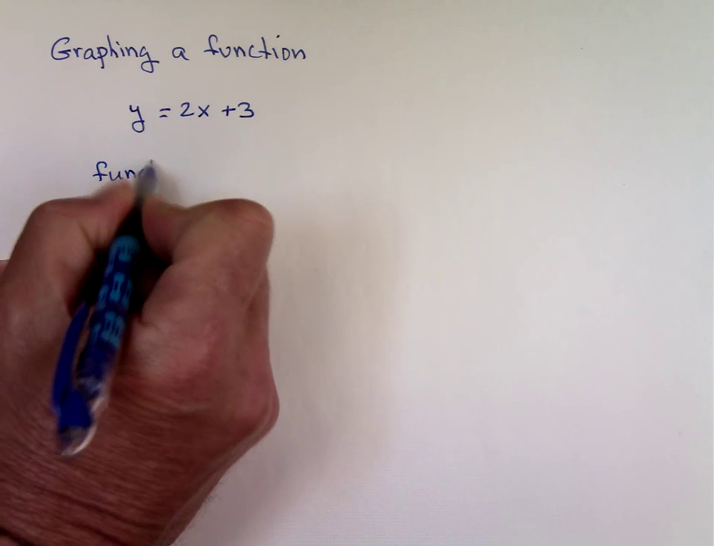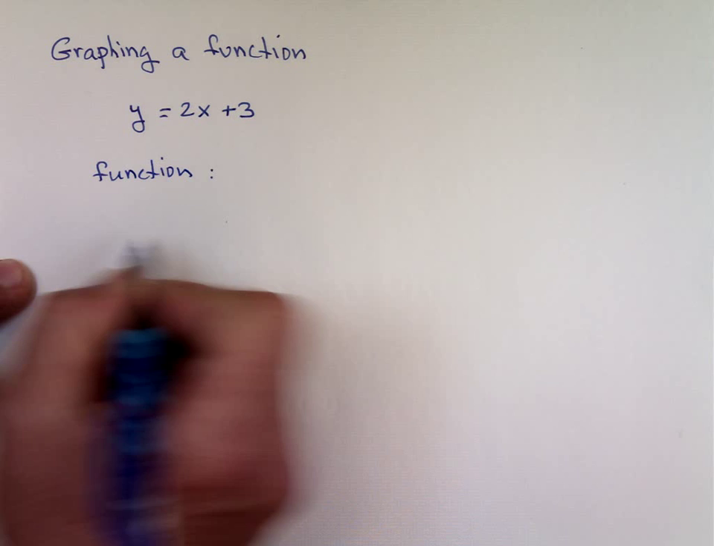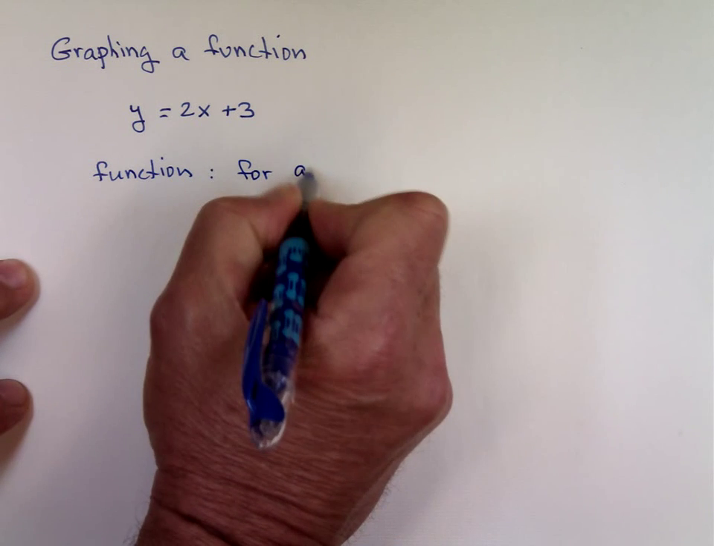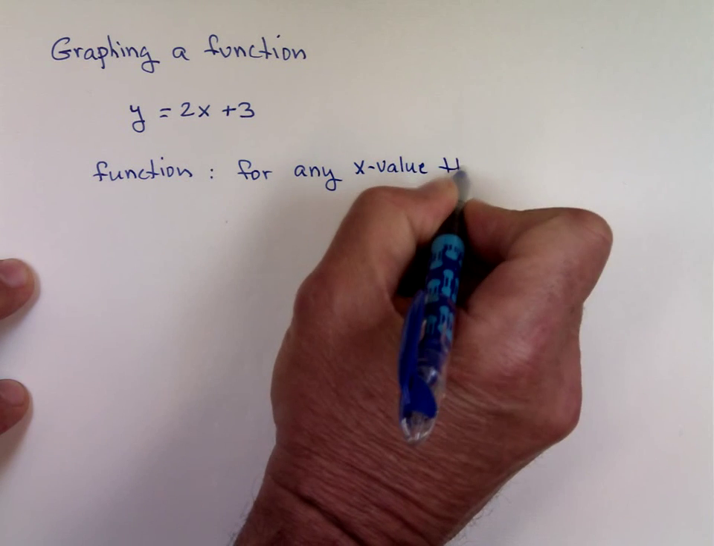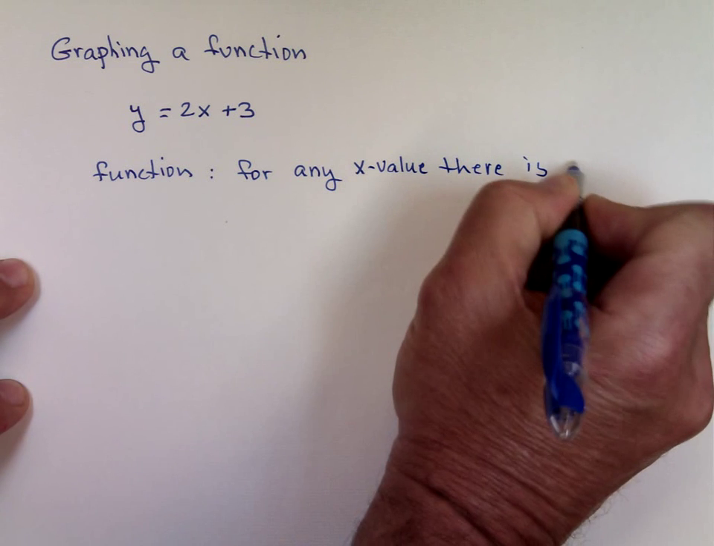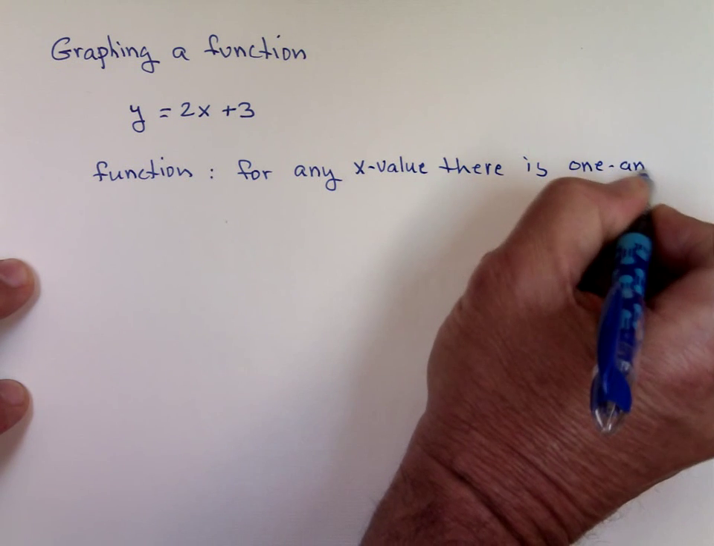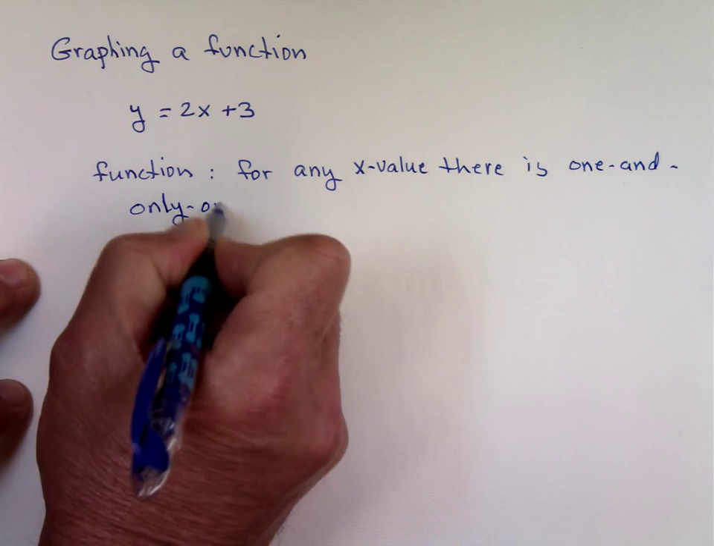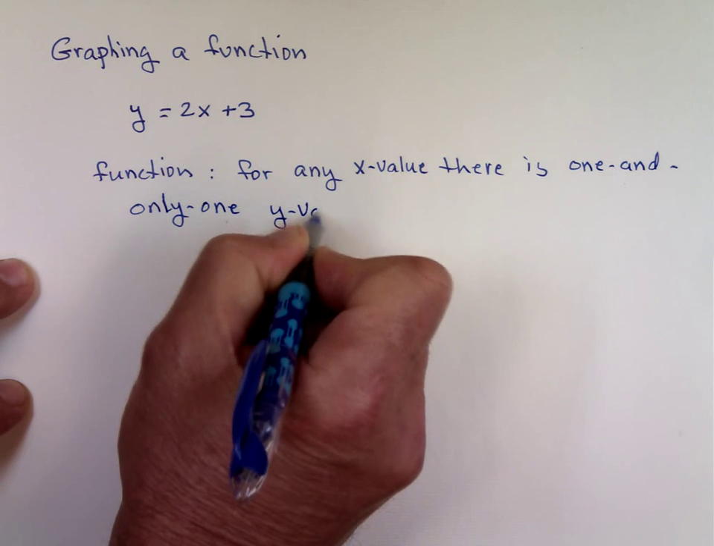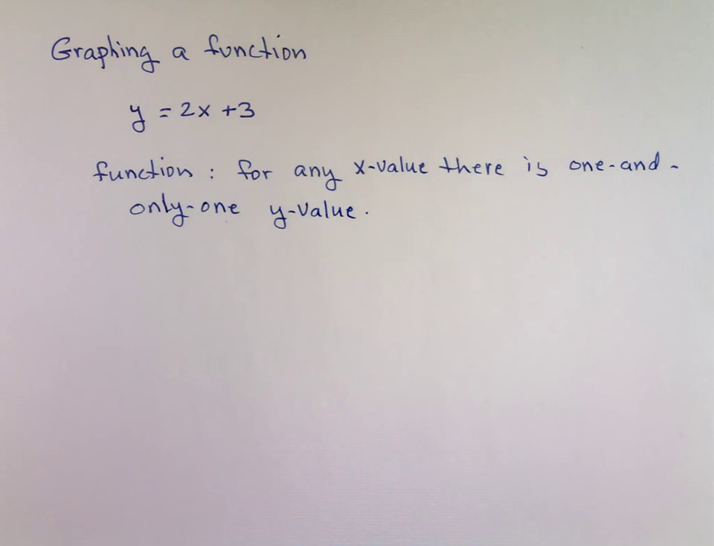And to answer the question, to be a function, you have to satisfy one condition, and that is for any x value, there is one and only one y value. That's what a function is. If you can prove for every x value, or for any x value, there is one and only one y value, you have a function.